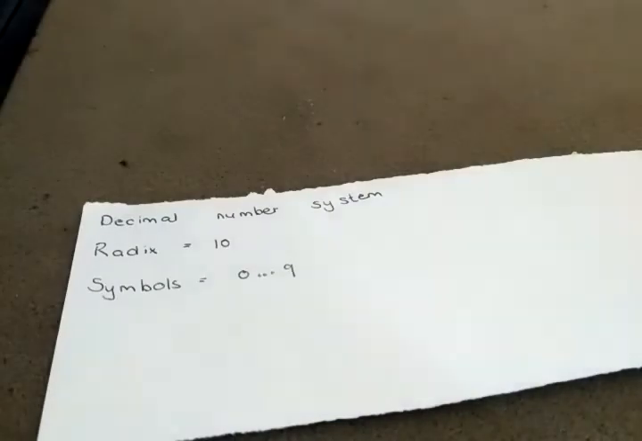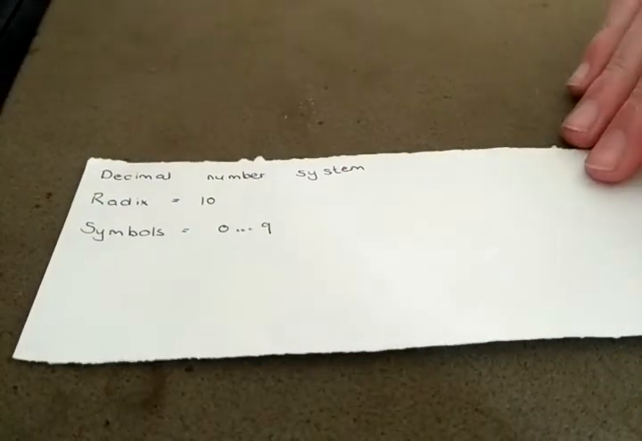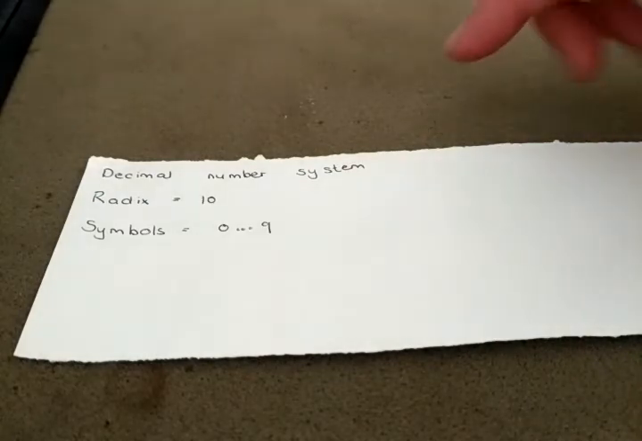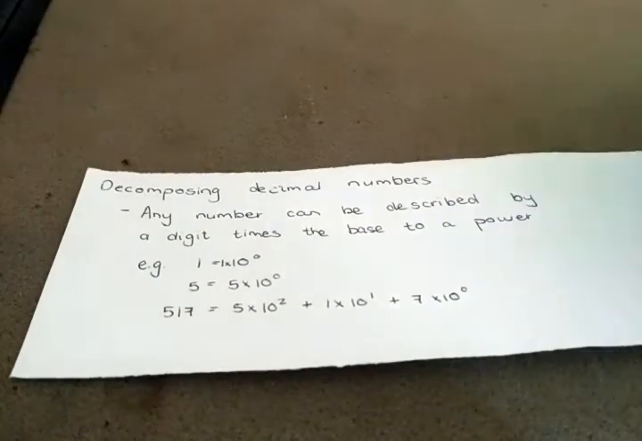The decimal number system has a base of 10. Any quantity can be described by using 10 symbols. These symbols are 0 through to 9. Let's look at some examples of how any quantity is described with a decimal number system.